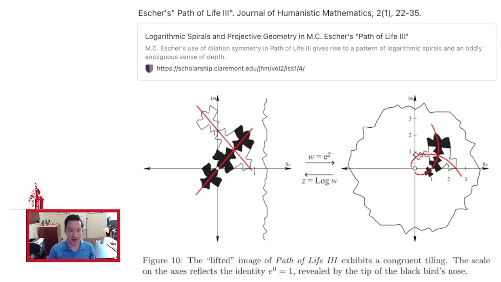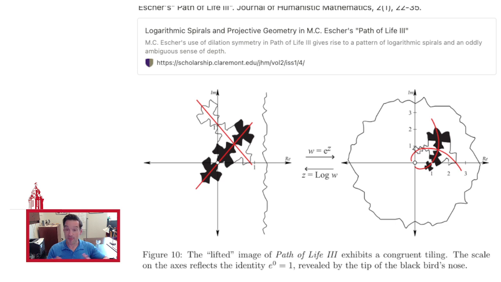Journal of Humanistic Mathematics publishes mathematical research papers that are of a general interest to people in the humanities. So this is a perfect example of how mathematics and art are converging. And sure enough, when Dr. Burgel and I took Path of Life 3 and we ran it through the complex logarithmic function, what popped out, going from right to left on this diagram, is a regular planar tiling, a tessellation of black fishbirds.